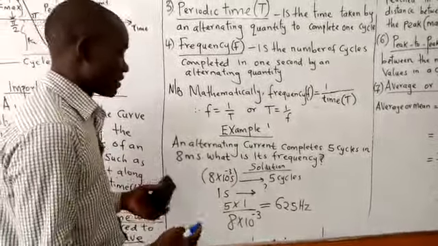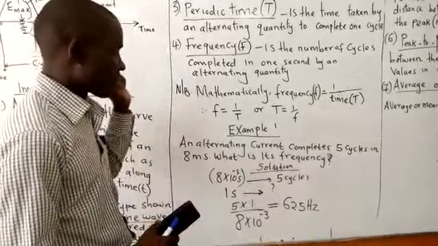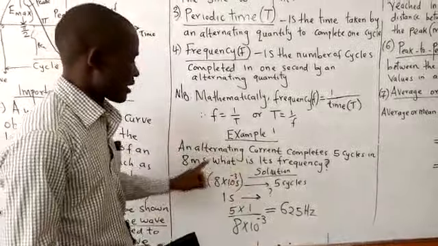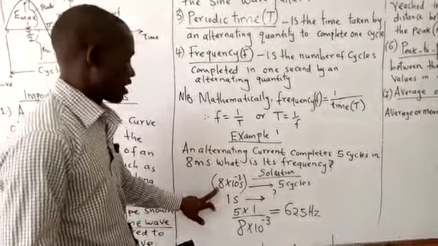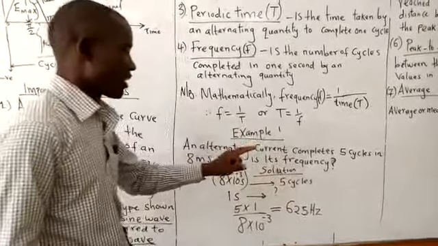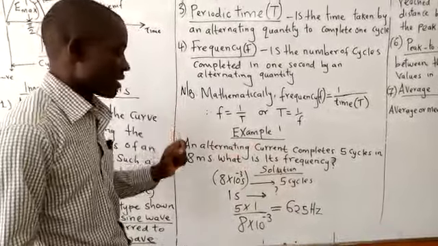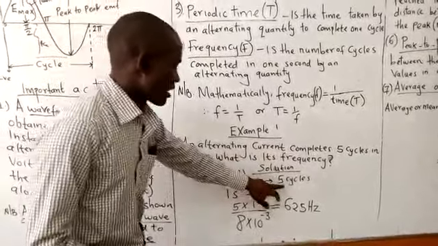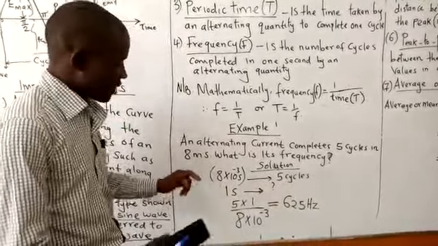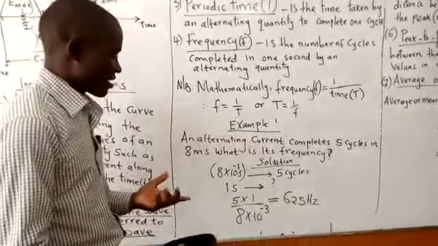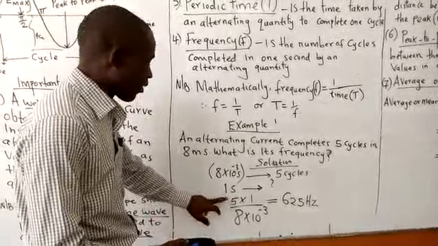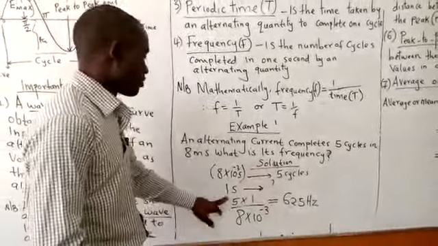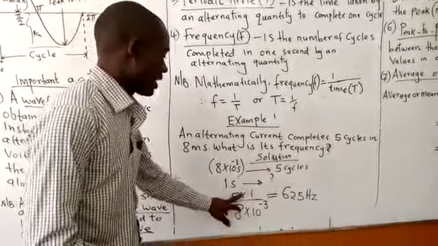And remember what I've said, frequency is the number of cycles completed in 1 second. So the question tells us it took this wave 8 milliseconds to complete 5 cycles. So for us to get frequency, we must ascertain the number of cycles that were completed in 1 second only, because these cycles were completed in this time. So we need to ask ourselves, how many cycles will be completed if we are to take only 1 second? That is why I've said this particular time completes 5 cycles. What about 1 second? So if you multiply, you will get this.